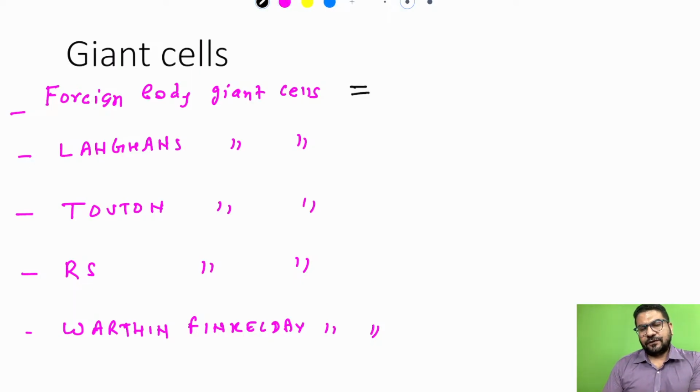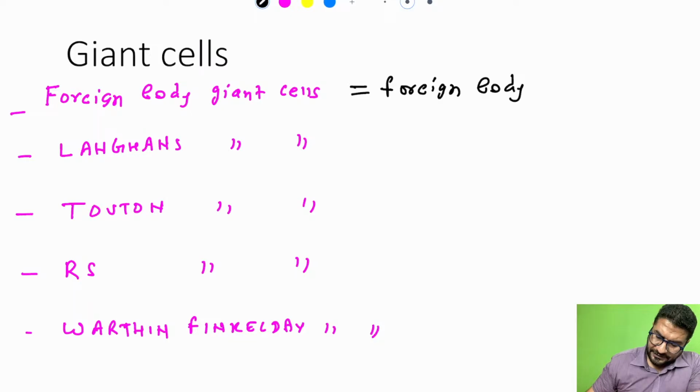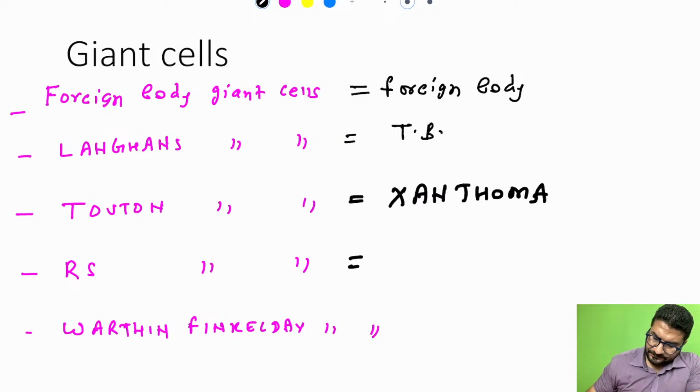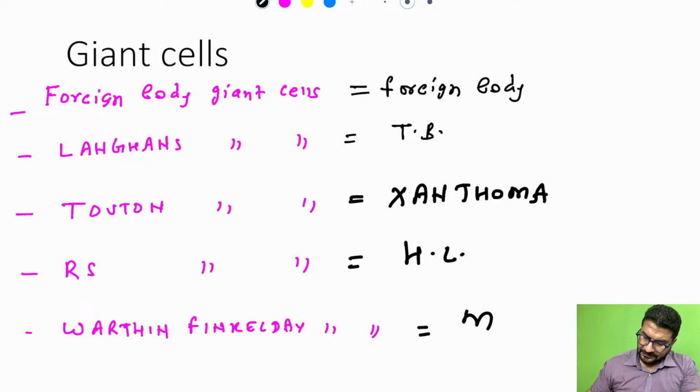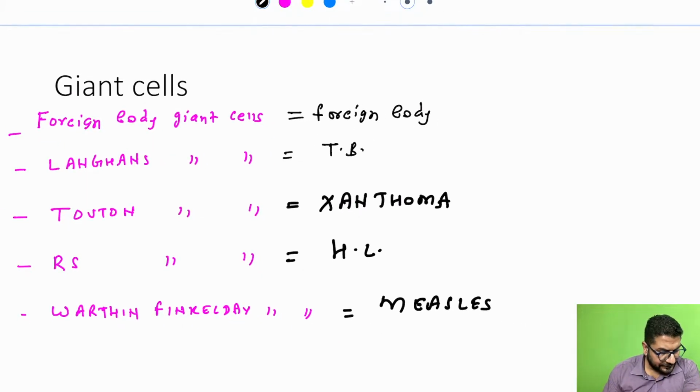जब कोई foreign body होगी तो foreign body giant cells. So when we have inflammation with any foreign body, you will get foreign body giant cells. Langerhans giant cells you will see in TB. Coming to Touton giant cells, this is something which we see in xanthoma. Reed-Sternberg cells you will see in Hodgkin lymphoma. And Warthin-Finkeldey you will see in measles. So these are the different types of giant cells which you have to remember, right?